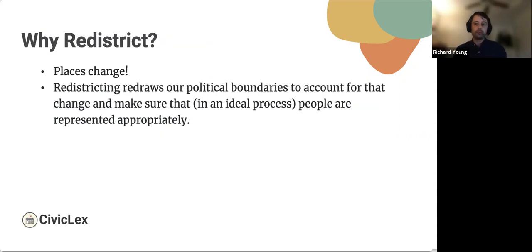So why redistrict, right? That's a question that we've heard from folks in some of our early presentations about redistricting. And the real reason that we redistrict is because places change over time, right? Anyone that's been in Lexington for a long time knows that Lexington looks very different than it did 10 years ago, 20 years ago, or 50 years ago, as we'll see. But redistricting allows us to account for that change by redrawing these political boundaries and making sure that in an ideal process, everyone is represented appropriately and equally. And that's a really key part of redistricting generally.